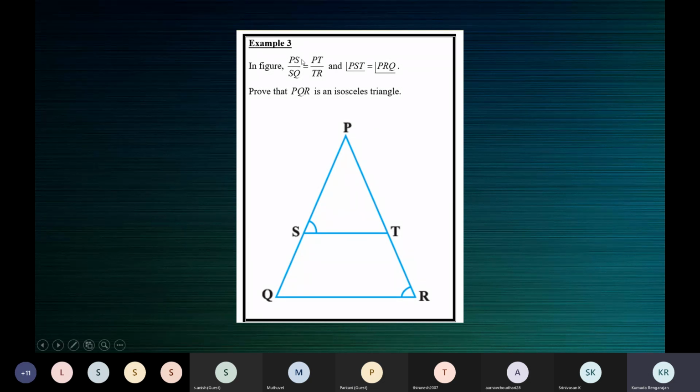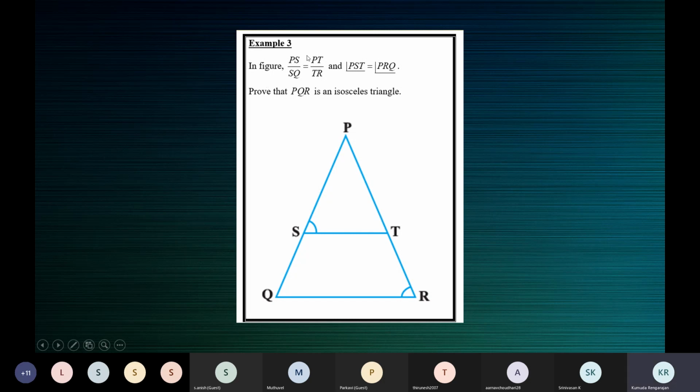Because see, these are the points. PS, SQ. S is the point on the side. And PT, TR. T is the point on the side. S and T are the points. So ST is parallel to QR, the third side QR. In triangle PQR, this proportion is true: PS by SQ is equal to PT by TR. Then that means two lines are parallel. Which are the two lines? You can make out from this. S is common here, T is common here. So S and T are the points. The join of S and T, ST.